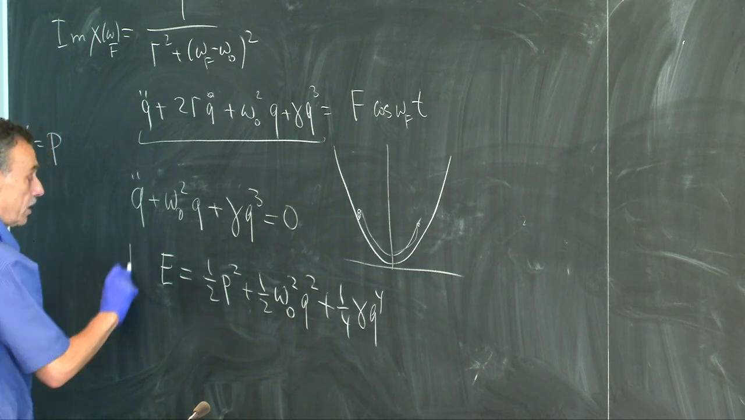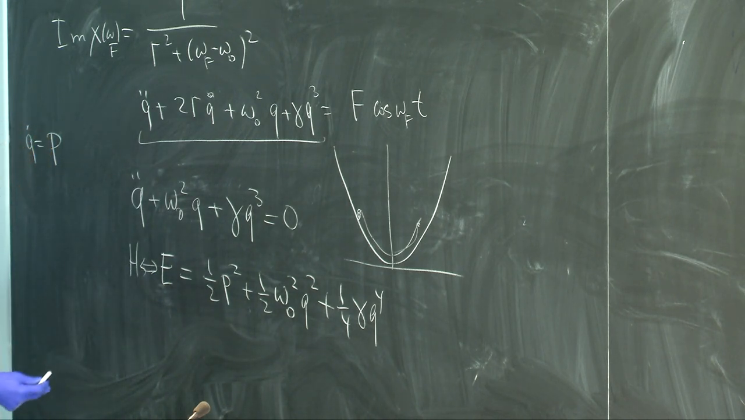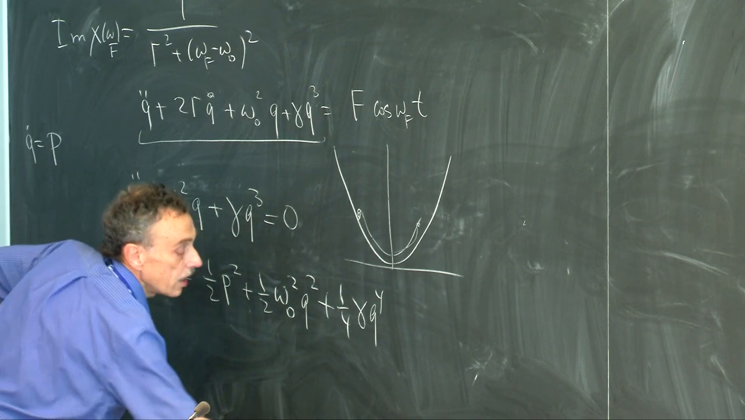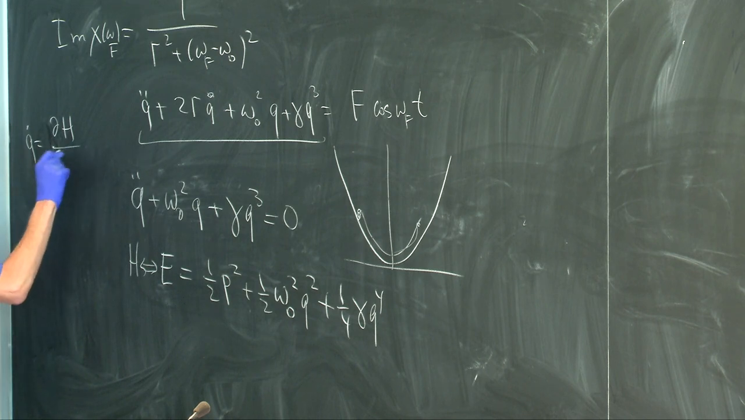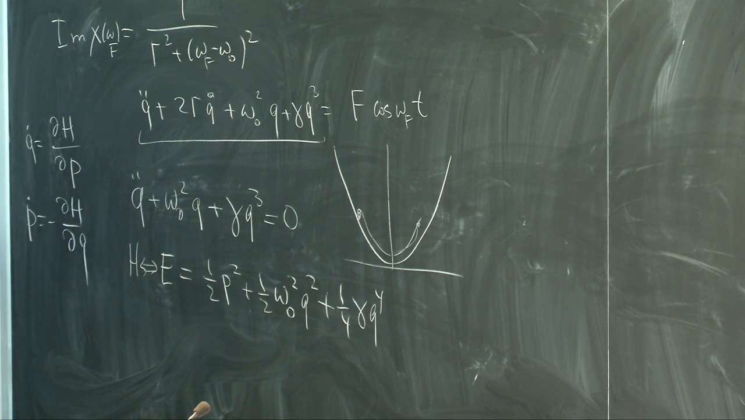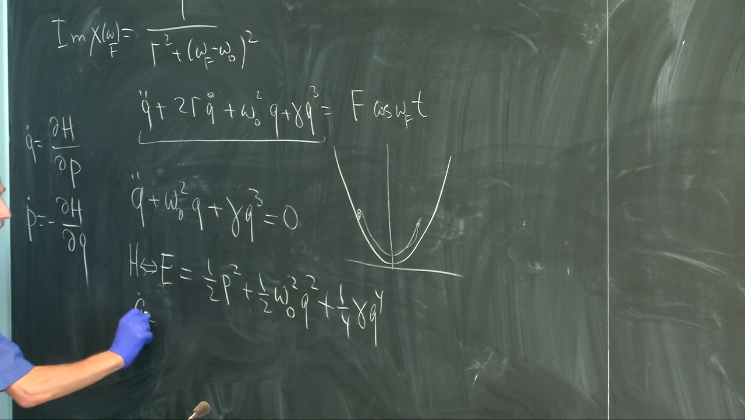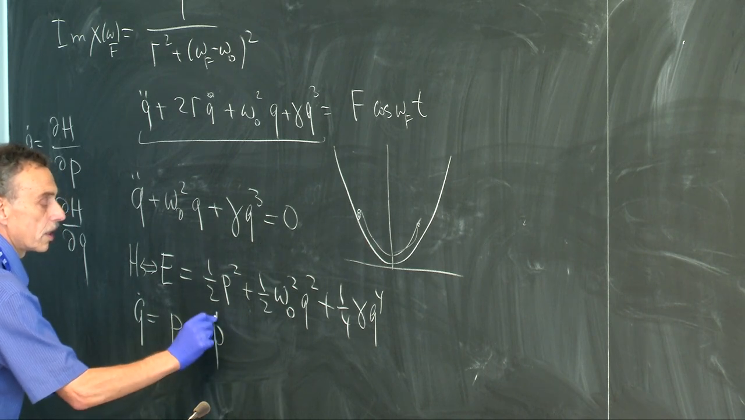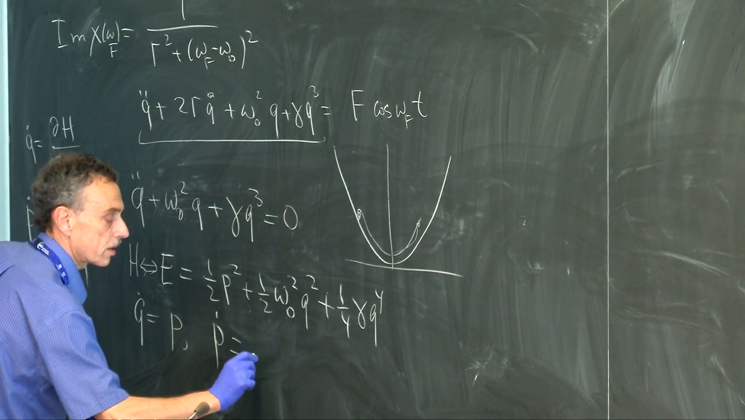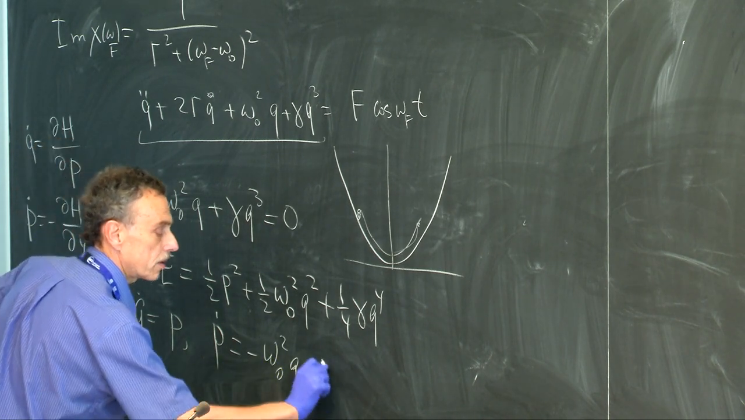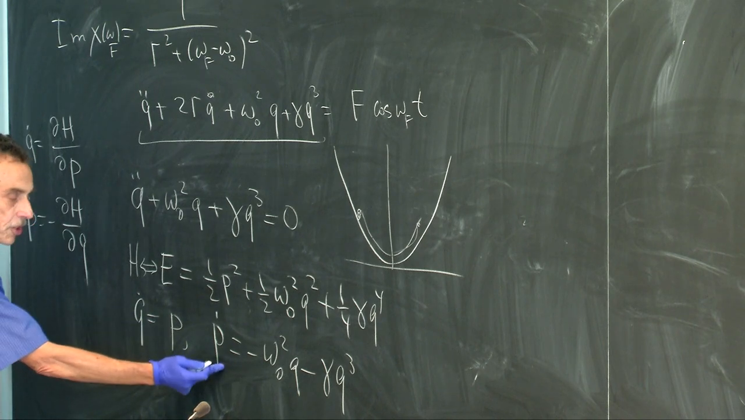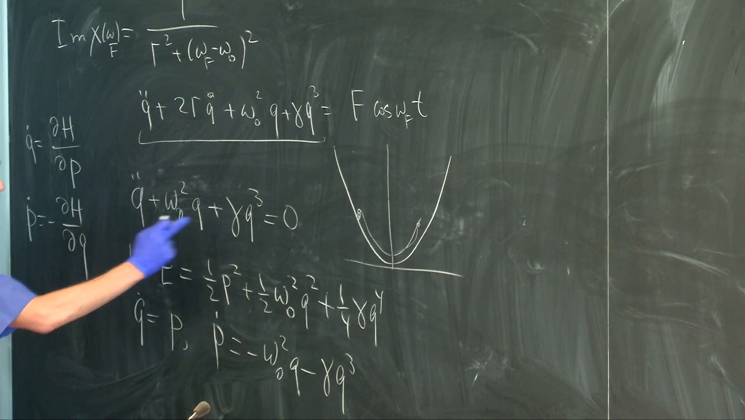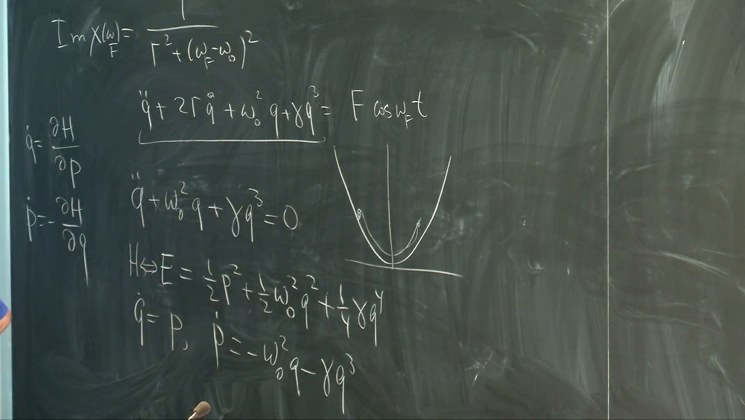If I call this the Hamiltonian H, then the Hamiltonian equations of motion are q dot is dH/dp, and p dot is minus dH/dq. So q dot is p. p dot is minus dH/dq, which is minus omega naught squared q minus gamma q cube. If I just differentiate it again, p dot is q double dot, I reproduce this equation. So these are Hamiltonian equations of motion.